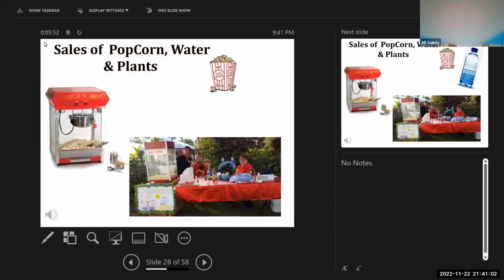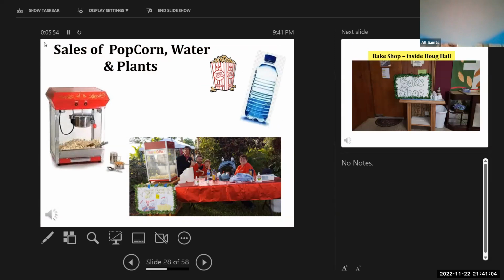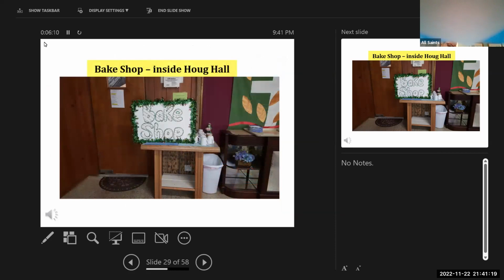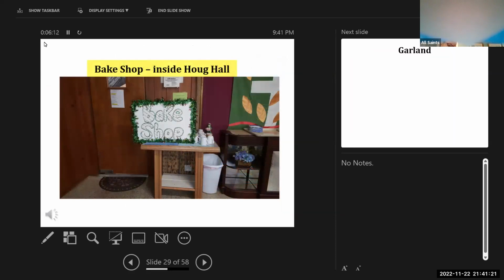And popcorn, water, and plants. You can see Dara there. Maybe you can see Natalie. I can't tell. Maybe Natalie's there. There are some other people there that aren't going to be here this year. They know. And the bake shop is going to go inside, right over in that area.